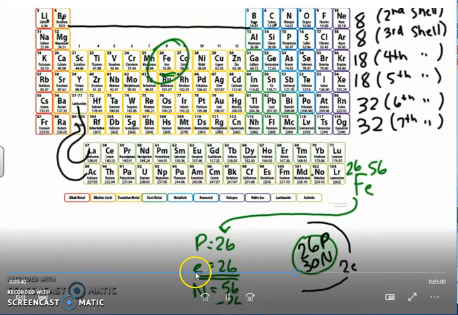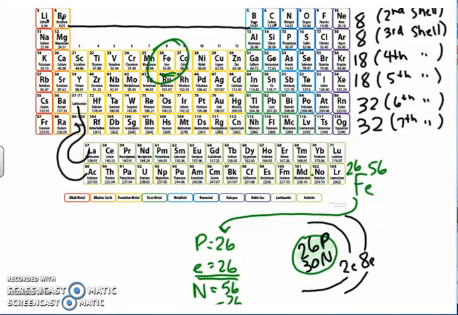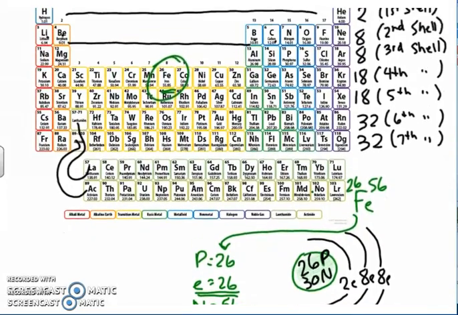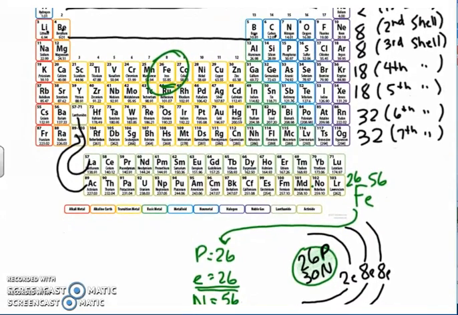We need 26 electrons. Okay, so it goes 2, 8, that's 10. We need 26, so we need another 8. Okay, that's 18, so we need just 8 more. Yeah, 18 plus 8 is 26. So just 8 more electrons there. Okay, so that adds up to 26.